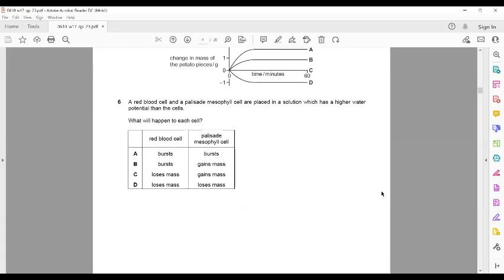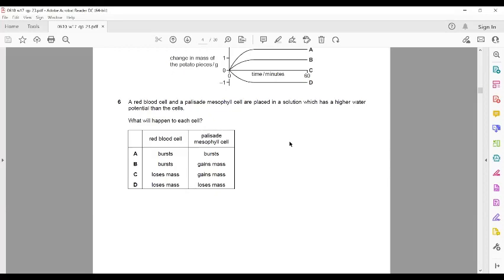The example of the plant cell here is the palisade mesophyll cell. And the example of the animal cell is a red blood cell. So you should know the question is actually asking what happens to the animal and plant cells individually when they are placed into a different concentration of solution, in a solution that has a higher water potential. It means in a very dilute solution. When you put them in pure water, distilled water, what happens to plants? What happens to animals? So this is the question.